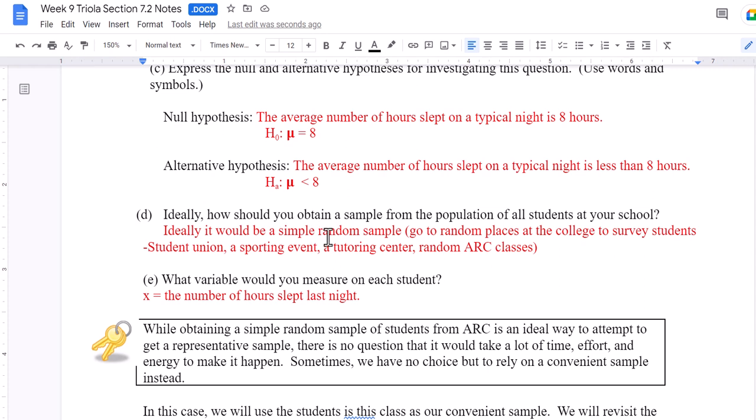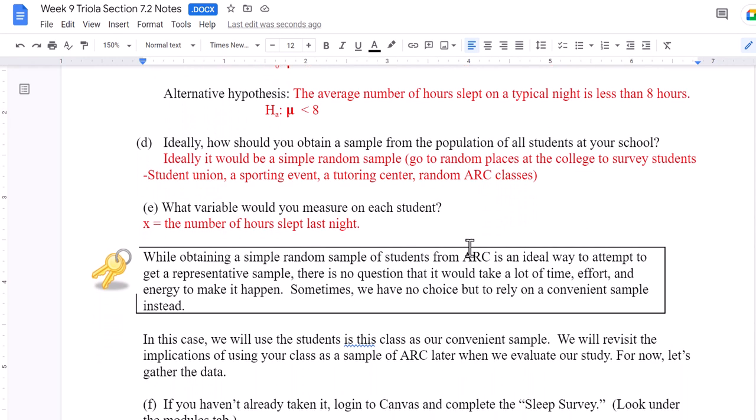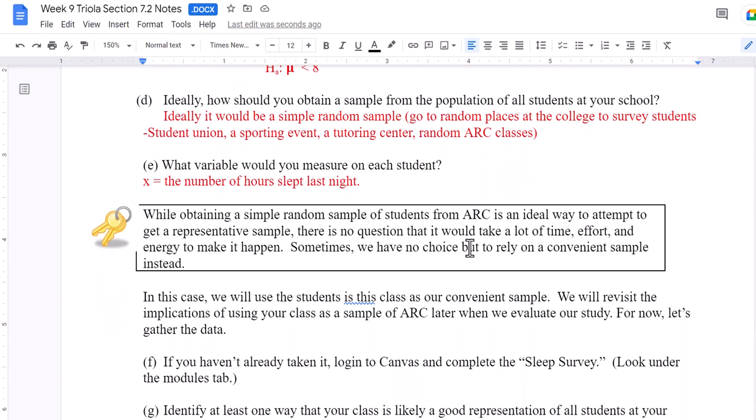So to get a simple random sample, some of the ways that I listed is go to random places at the college to survey students, the student union, sporting event. So in order for you to go to all those places, go to a sporting event, go to a tutoring center, maybe find the times that the tutoring center is the busiest, go to random ARC classes. So that takes a lot of time, effort, planning. And so some people may not be up for the challenge. And so a convenient sample is used instead.